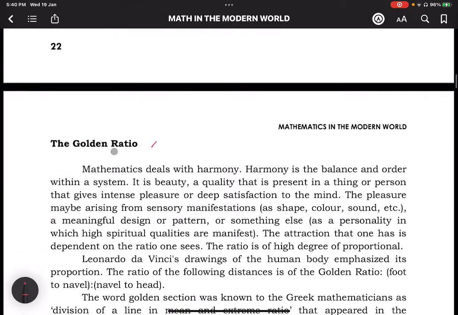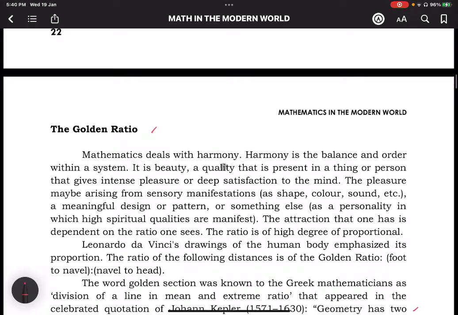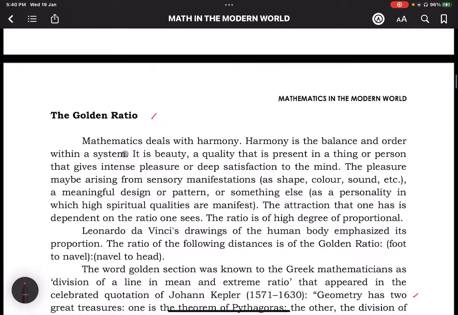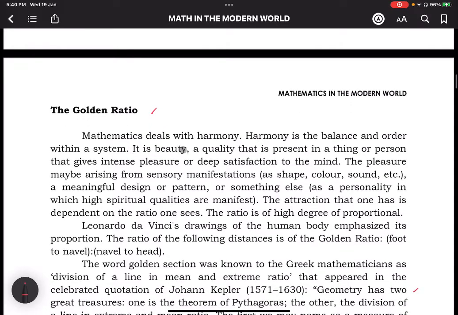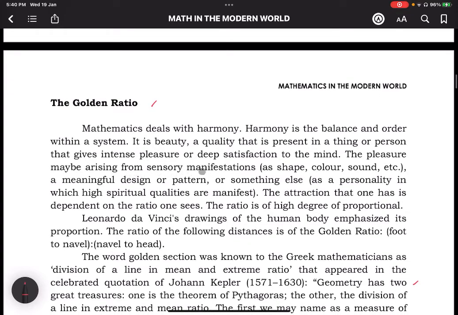So ano yung sinasabing golden ratio? The mathematics deals with harmony. Harmony is the balance and order within a system. It is a beauty, quality that is present in a thing or person that gives intense pleasure or deep satisfaction to the mind. The pleasure may be arising from sensory manifestation, a shape, color, sound, a meaningful design or pattern, or something else, as a personality in which high spiritual qualities are manifest. The attraction that one has is independent of the ratio one sees. The ratio is of high degree of proportional.